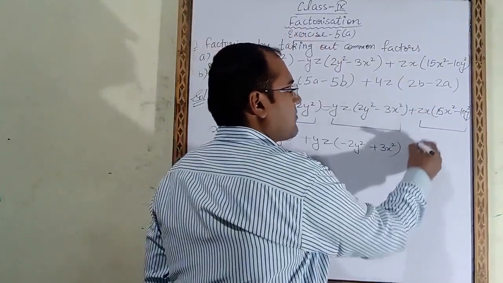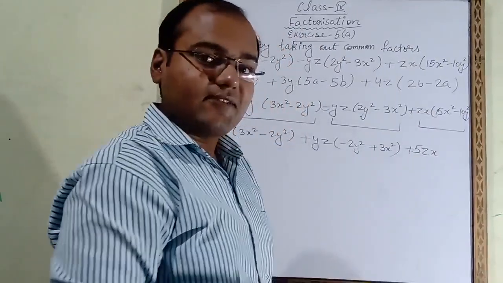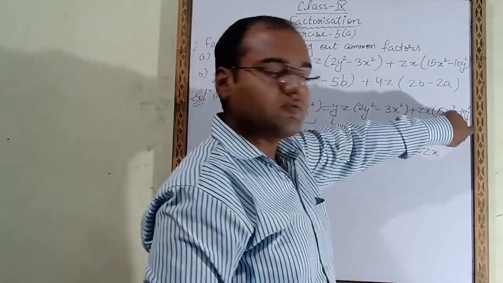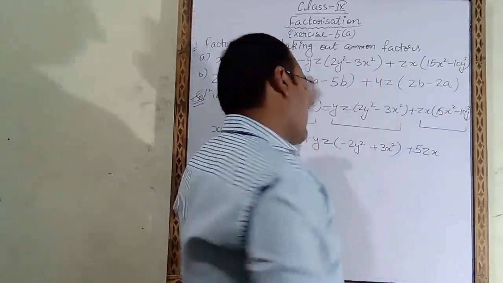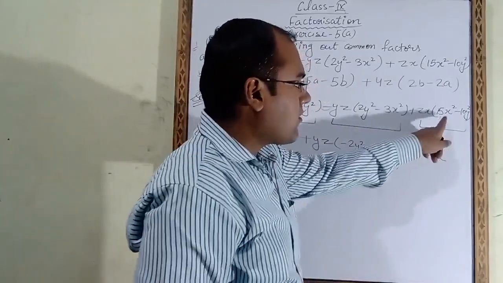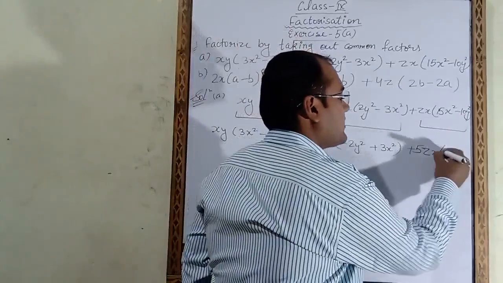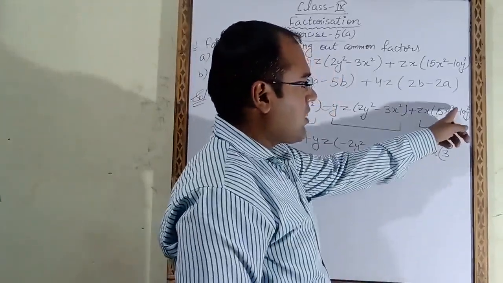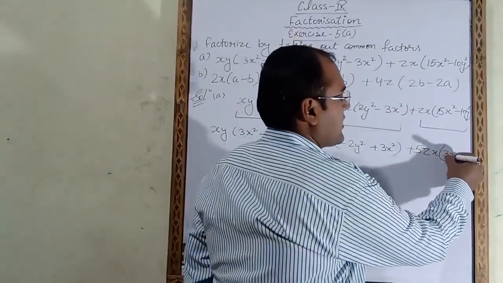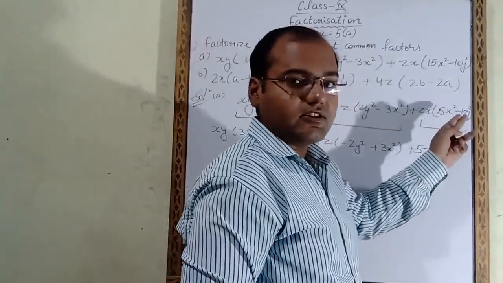So outside plus zx was written, but now we will write plus 5zx, because from these two numbers we will take 5 common. Now 5 we have taken common. Now the remaining part we have to write in bracket. From 15 we have taken 5. 5 times 3 is 15, so here we have to write 3. x square as it is we have to write, because common we had taken from 15 and 10.